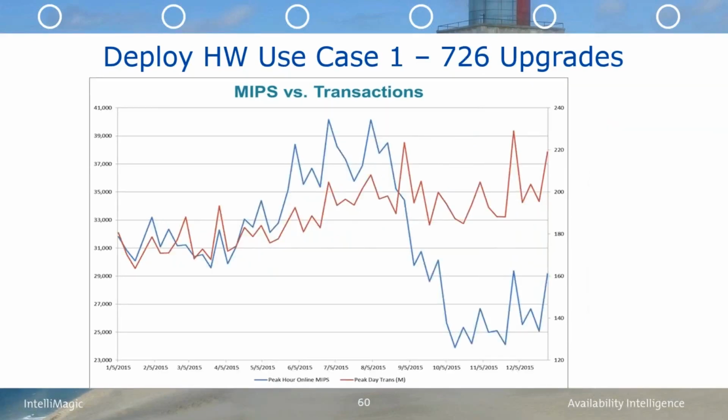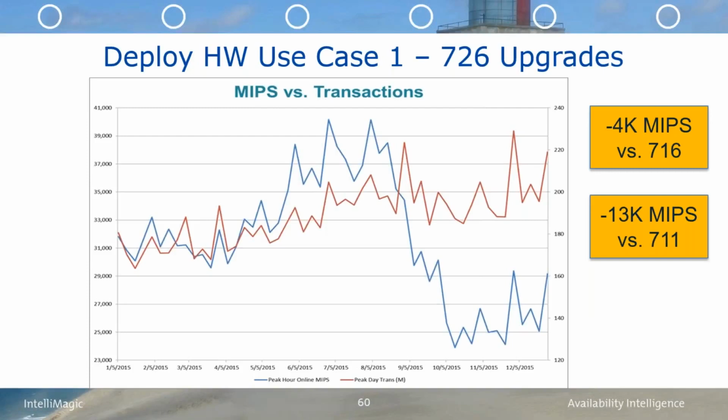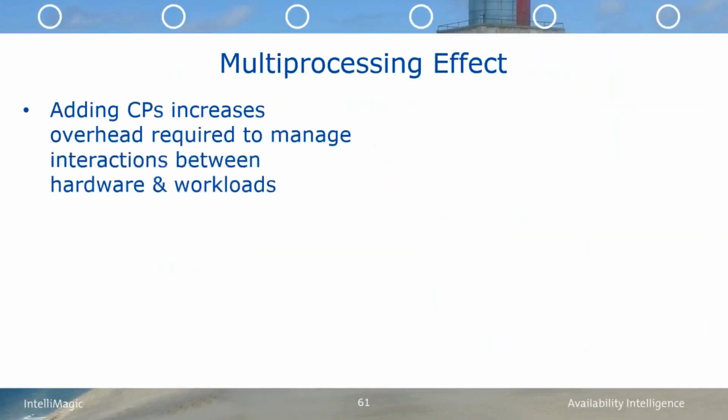Ultimately, all the previously acquired capacity was deployed through upgrades to 726 models, further reducing MIPS consumption, the blue line. So this resulted in an additional 4,000 MIPS savings versus the 716s, a 13,000 MIPS reduction from the 711, and a net 9,000 MIPS savings from the zEC12 starting point, which, as you can imagine, is resulting in substantial MLC savings every year going forward. Now, the primary factor driving this final round of savings was not processor cache efficiency, but a reduction in the MSU per CP ratio, which we'll now discuss.